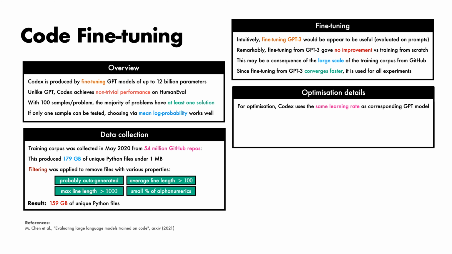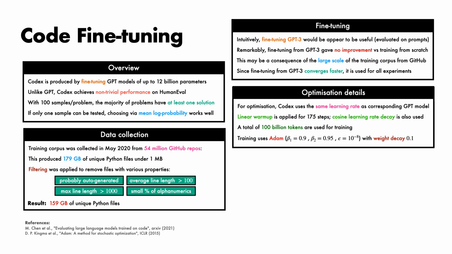For optimization, Codex uses the same learning rate as the corresponding GPT model on which it is based, with a 175-step linear warm-up and cosine learning rate decay. A total of 100 billion tokens are used for training, with the Adam optimizer following the same hyperparameters as GPT-3, namely beta 1 equals 0.9, beta 2 equals 0.95, and epsilon equals 10 to the minus 8. A weight decay coefficient of 0.1 is used.